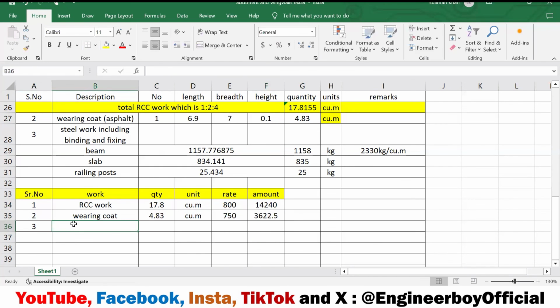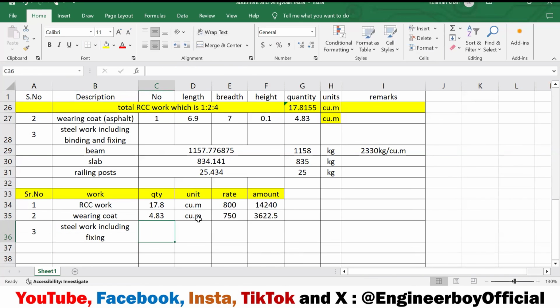And number 3, we have steel work, maybe including fixing and so on. Let me just write the text so we can see it. Now, what's the quantity? The quantity is the total of these 3. I can just sum them over here, equal, and sum all of these above: this one, this one, and this one. So this is the total quantity, 2018. Now the unit is in kg; you can convert this into quintals or tons.